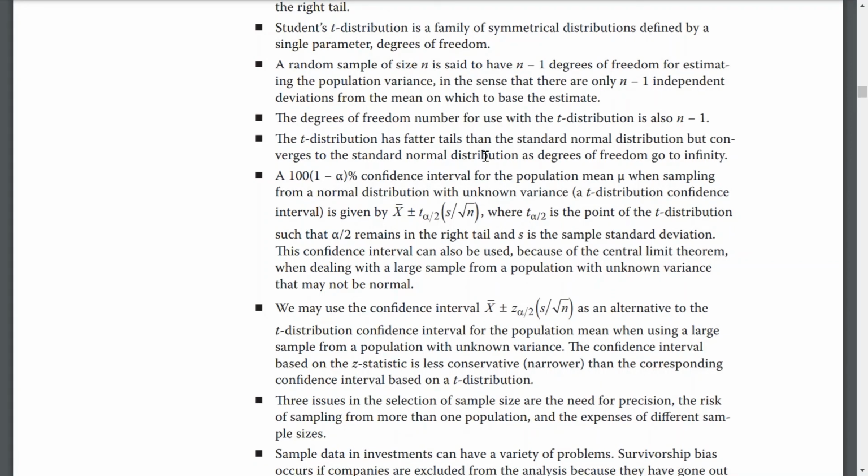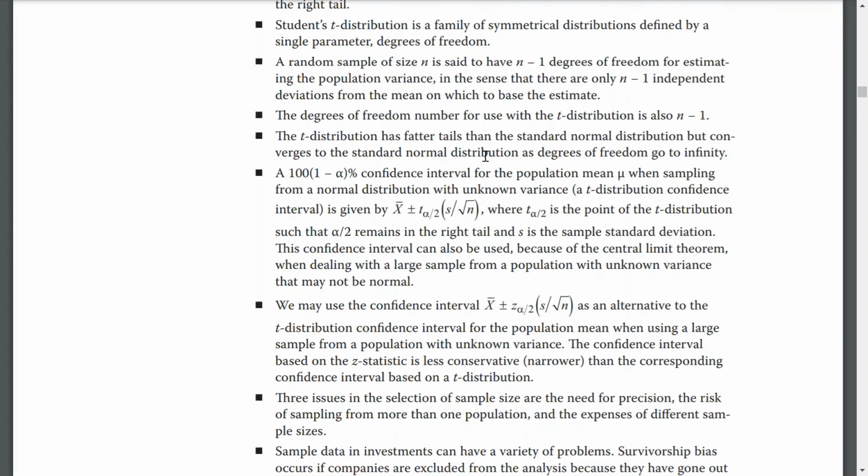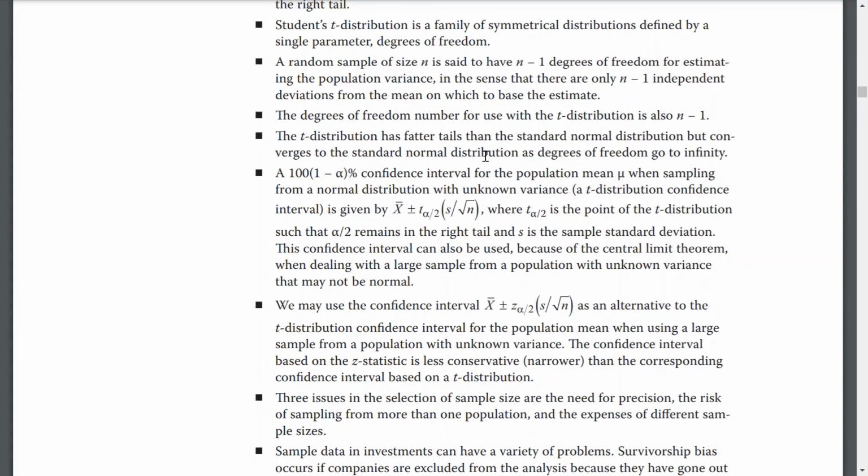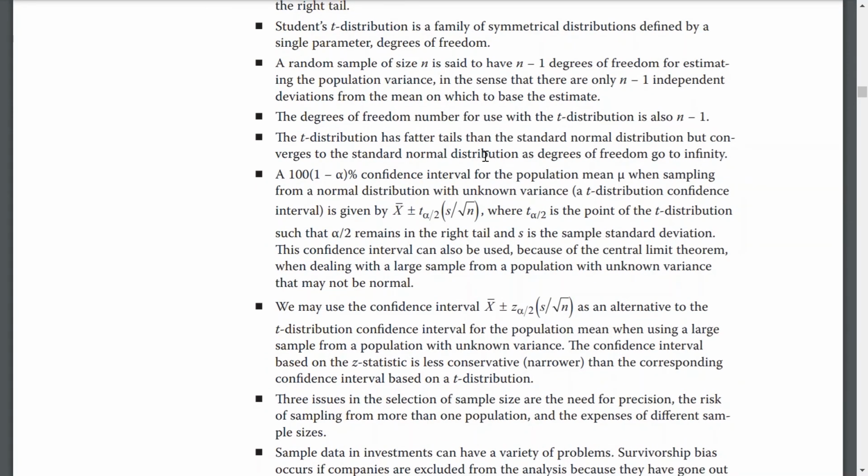T distribution. The t-distribution has fatter tails than the standard normal distribution, but converges to the standard normal distribution as degrees of freedom go to infinity.